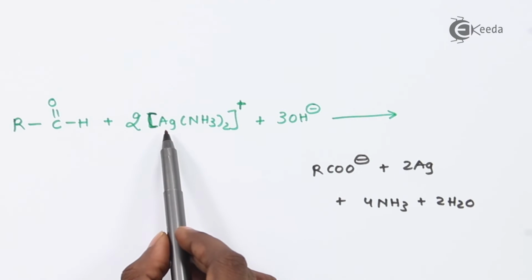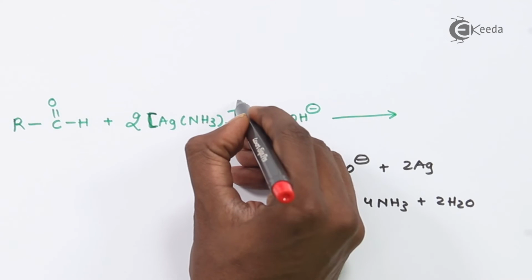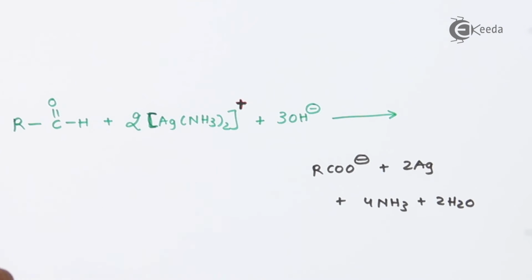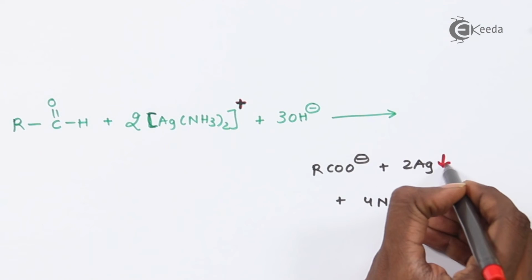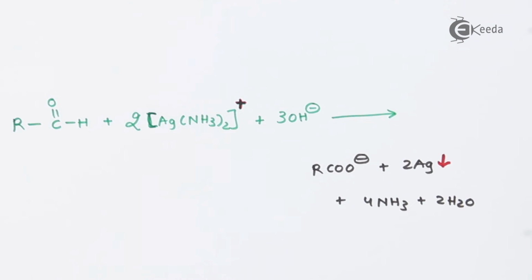If you observe, this silver has an oxidation state of +1, but after the reaction with aldehyde, it has an oxidation state of 0. So the oxidation state of Ag has been reduced to 0, and this silver is what we get, and this reaction is known as the silver mirror test. And this is how, whenever we treat aldehyde with Tollens reagent, we get a silver mirror, or a silver layer in the solution, and that indicates the presence of aldehyde.